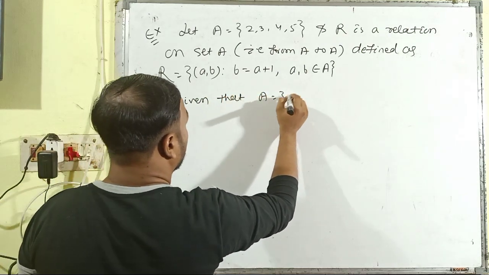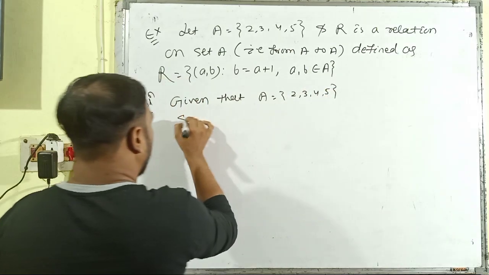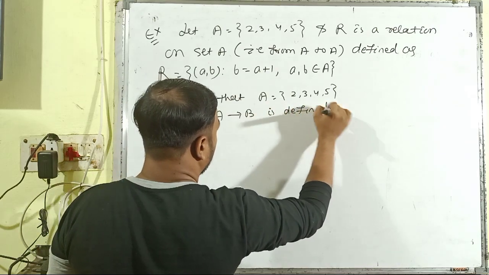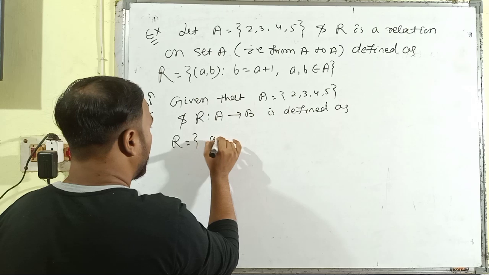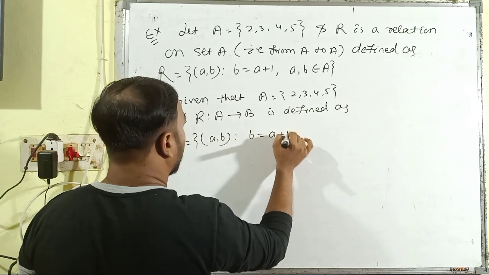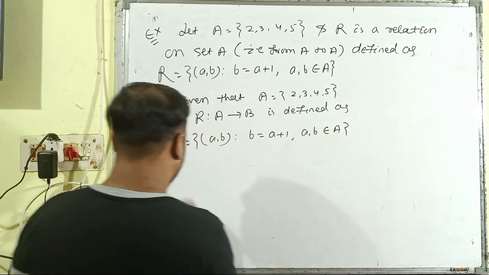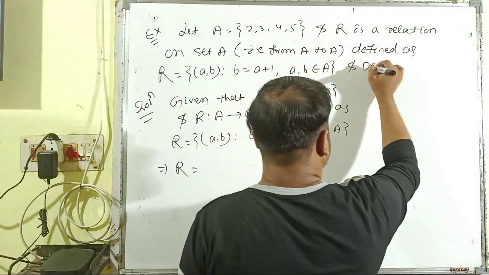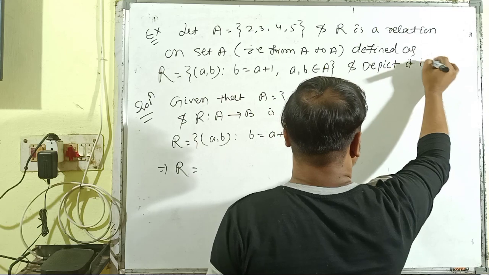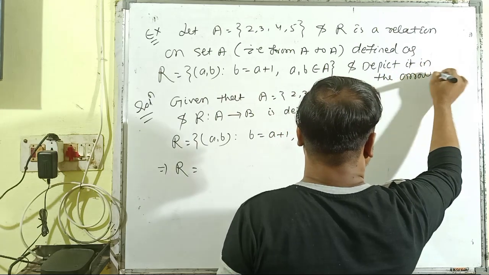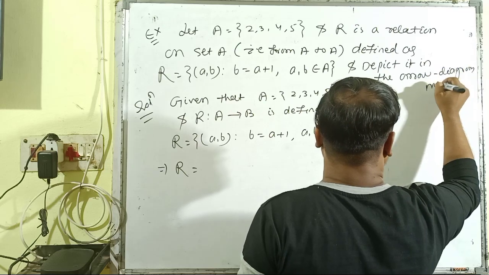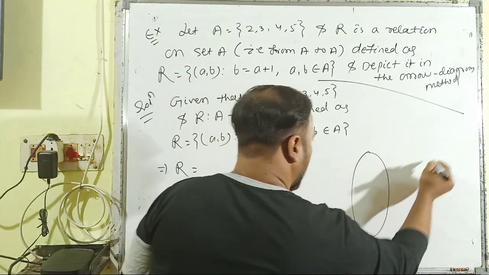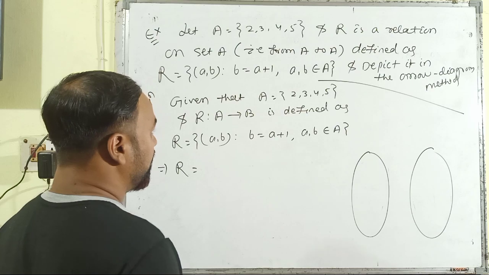Given that A equals 2, 3, 4, 5 and R is a relation defined as R equal to the ordered pairs (a, b) such that b equals a plus 1, where a and b belong to A. You may write it down here and depict it in the arrow diagram method, taking the representation of the relation by using an arrow diagram.